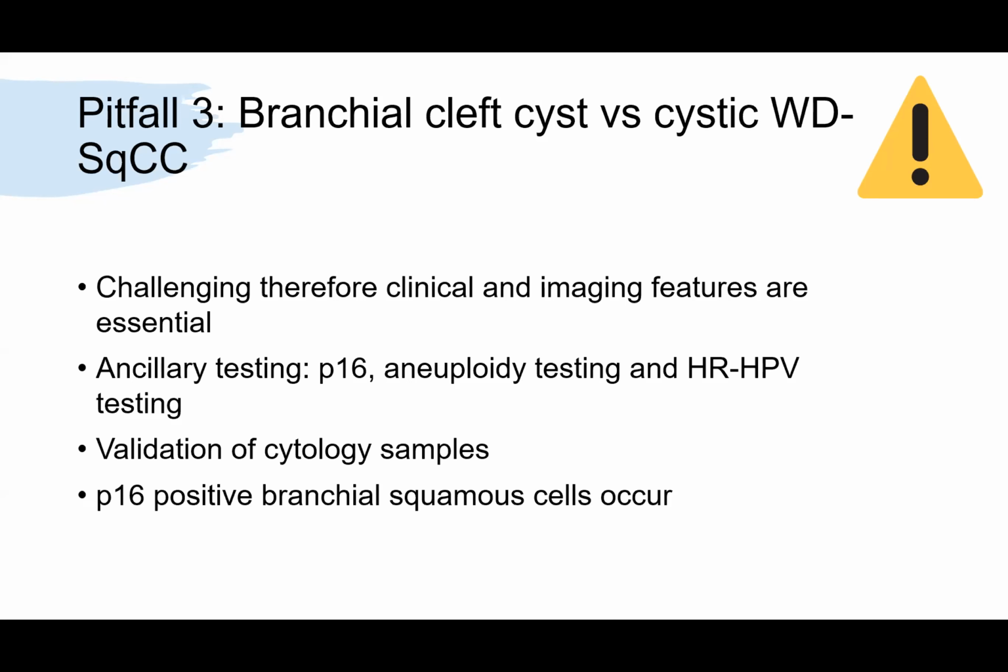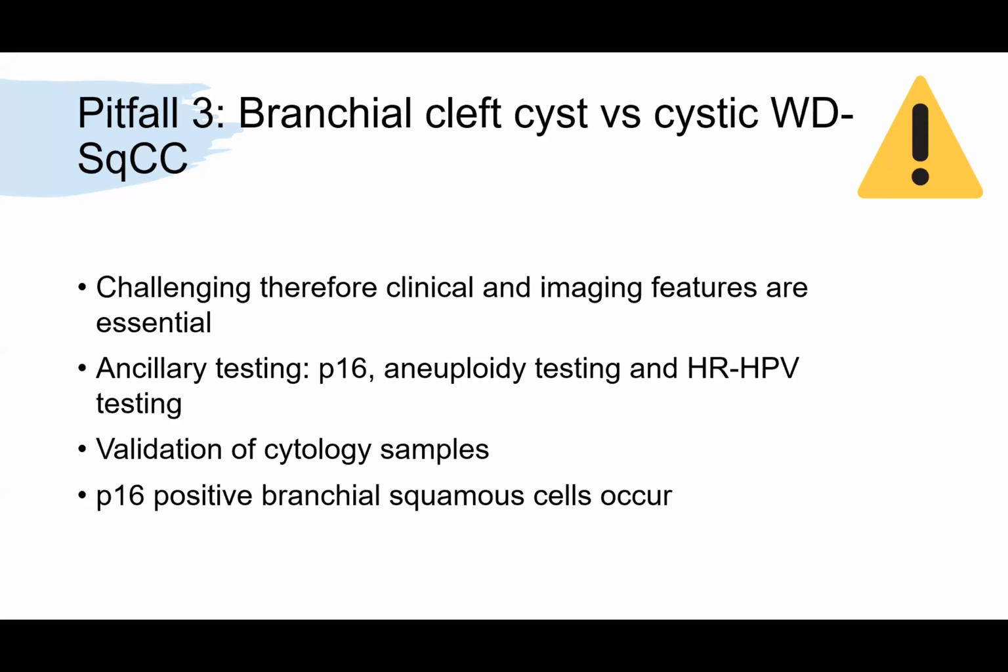Ancillary testing with P16 and aneuploidy testing, as stated before, could be helpful in the case of those HPV-associated, but this requires validation on cytology samples. And there is a discrepancy on the type of cytology samples, and it really depends on the validation of your laboratory of what you use, whether you use a liquid-based sample or whether you're using cell blocks, because there will be different thresholds for diagnoses.